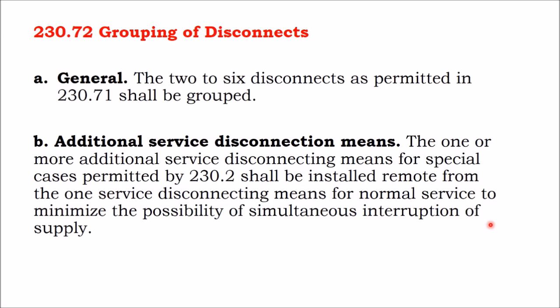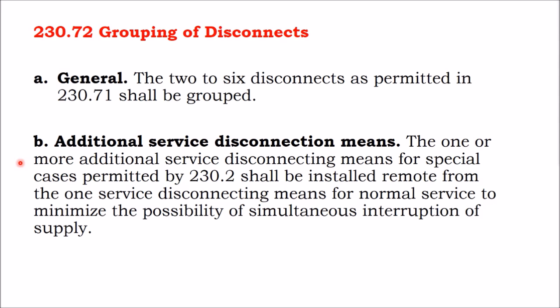Although the best way to do that would be to have a placard that says backup power this way, and maybe within 10 feet of the service disconnecting switches, you have your backup disconnect and emergency disconnect in a very clearly labeled manner. I don't know, maybe you put the backup disconnect switch on the other side of the wall. So it just depends. 230.72, the grouping of disconnects.